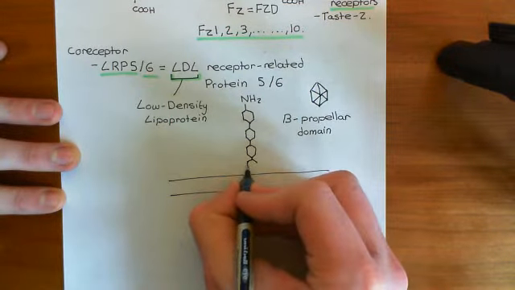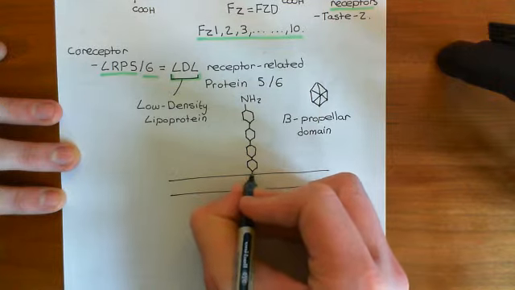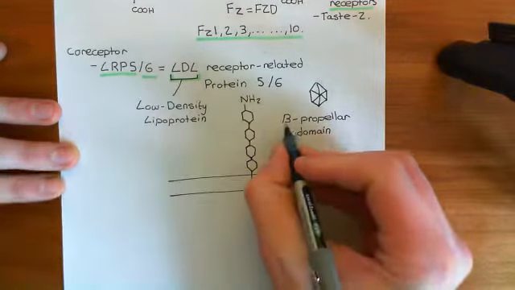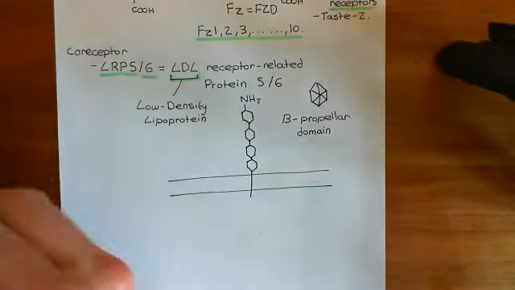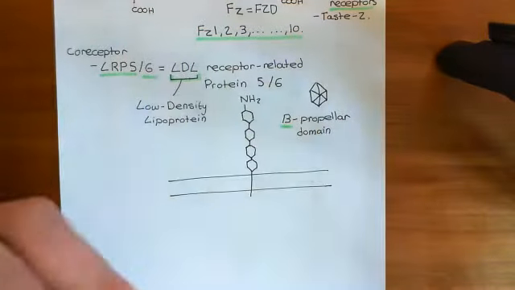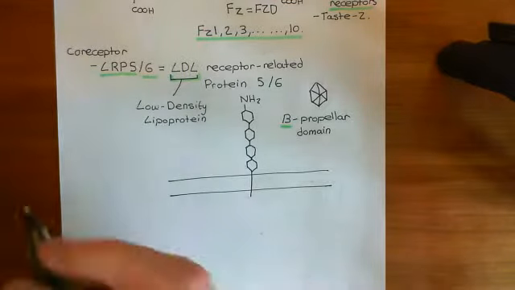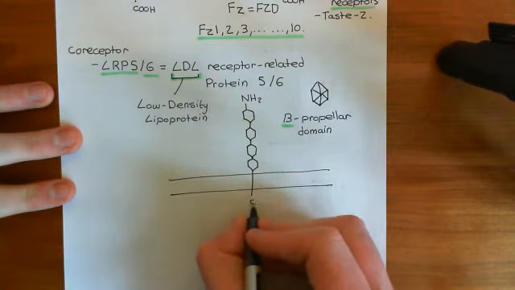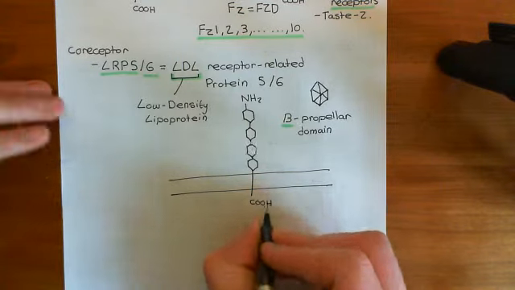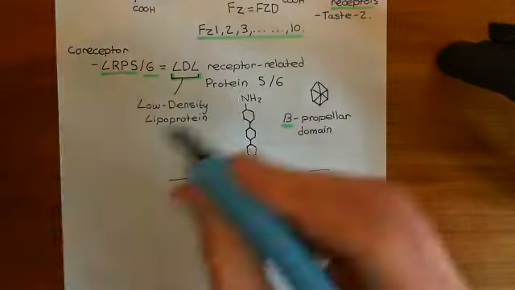Now, what are these 6 blades of a beta propeller made from? Well, they're made from beta sheets. Each one of the blades is made from a small beta sheet, so that's why it's called a beta propeller domain. Then the polypeptide spans the membrane once and finishes with its carboxylic acid terminus intracellularly.